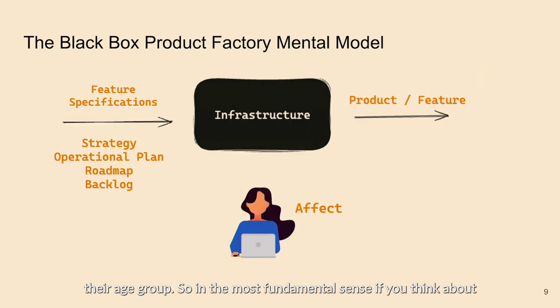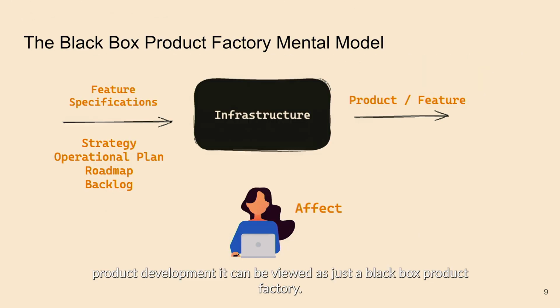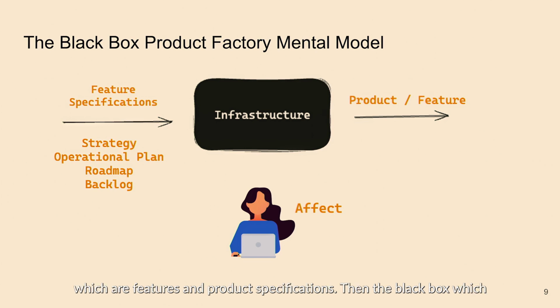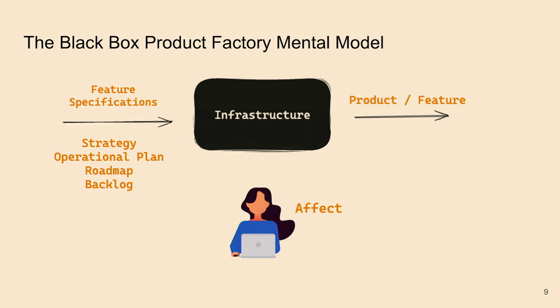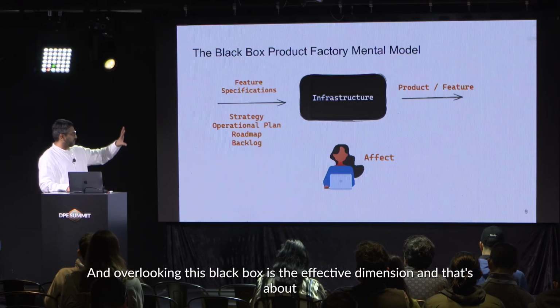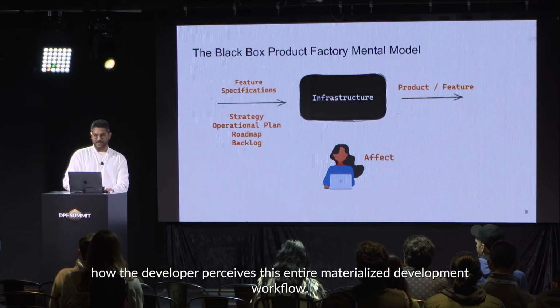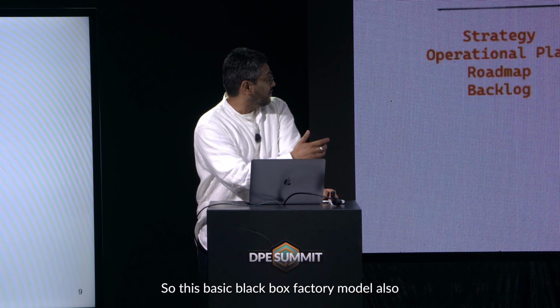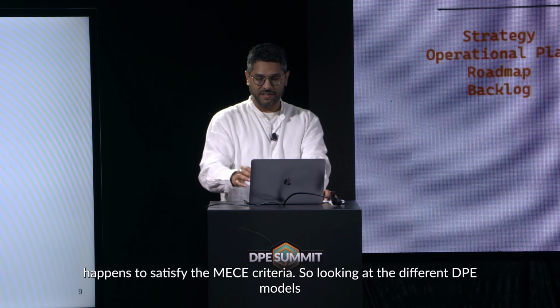In the most fundamental sense, if you think about product development, it can be viewed as just a black box product factory. The idea here is that you have inputs into this black box, which are features and product specifications. Then the black box, which is the actual product factory, does its thing, and as an output produces the features of the product, and as an outcome hopefully delivers some customer value. Overlooking this black box is the affective dimension, and that's about how the developer perceives this entire materialized development workflow. So this basic black box factory model also happens to satisfy the MECE criteria.